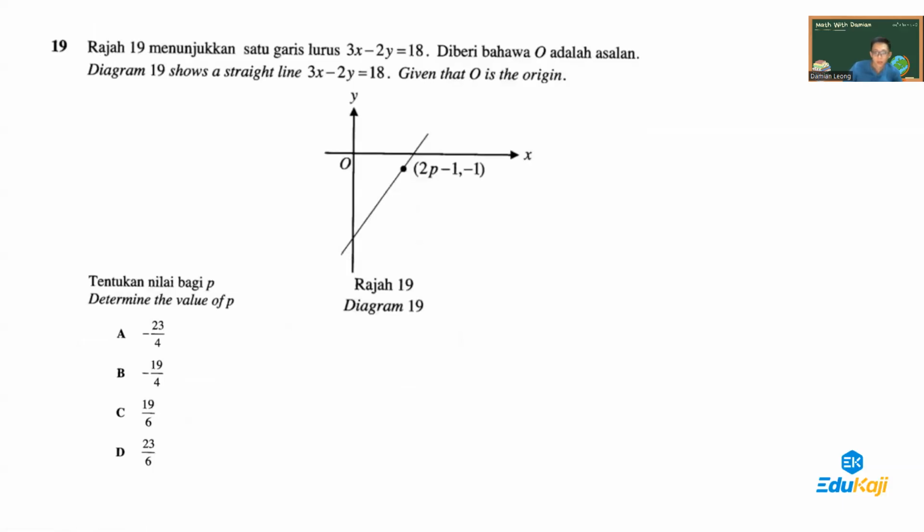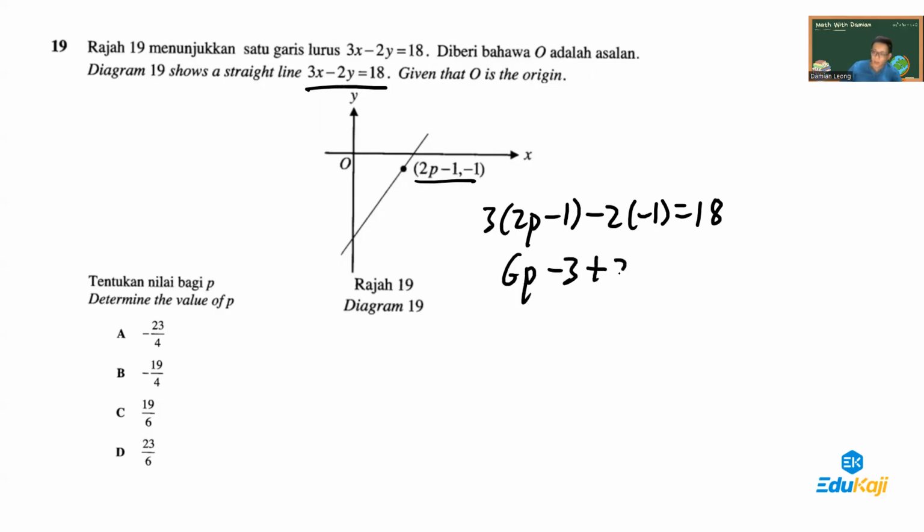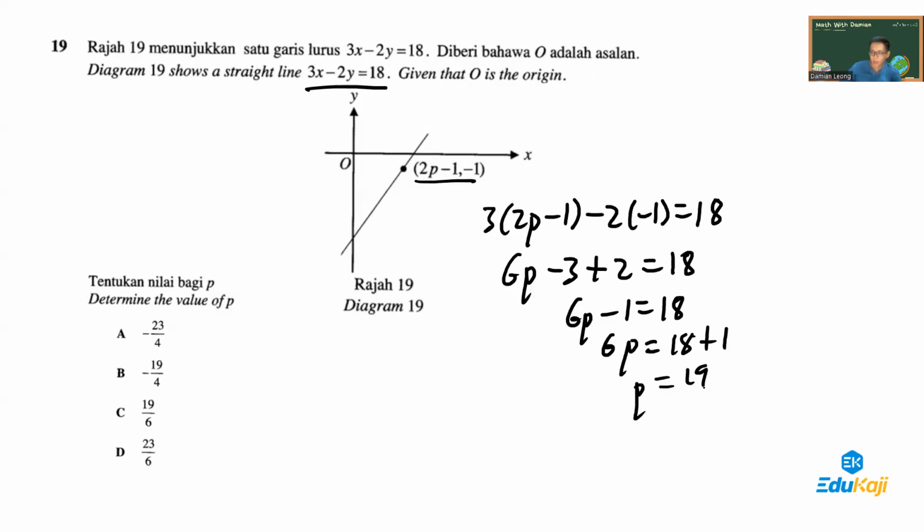Question 19. I have this straight line equation. I know it passes through this point. So to find P, I just substitute the values of x and y in. 3 times 2P minus 1 minus 2 times negative 1 equals 18. 6P minus 3 plus 2 equals 18. 6P minus 1 is 18. 6P is 18 plus 1, which is 19. Bring over the 6, divide by 6. So it's 19 over 6. Answer C.